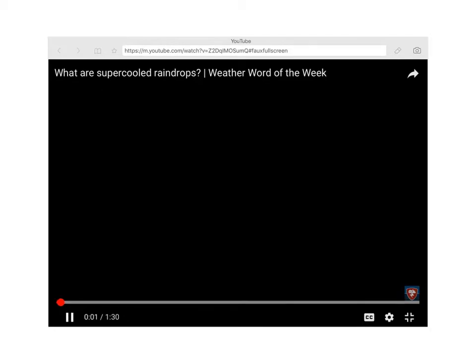This week's word is super cool. Super cooled raindrops, that is. They're cooler than ice. Yeah, they're that cool. Is the sticker still on these?